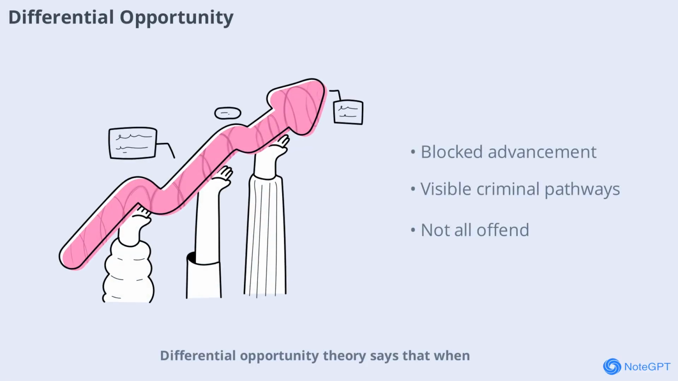Differential opportunity theory says that when legitimate paths to advancement are blocked, people may turn to illegitimate ones. In neighborhoods with limited jobs, poor schools, and high gang presence, there are fewer legitimate pathways and more visible criminal ones. This theory fits the observation that crime is not evenly spread, but rather concentrated where opportunities are lacking. Still, it doesn't fully explain why only some individuals in these areas offend.